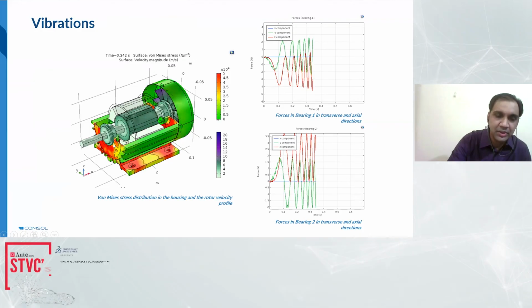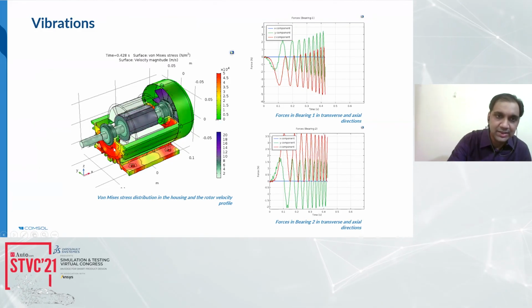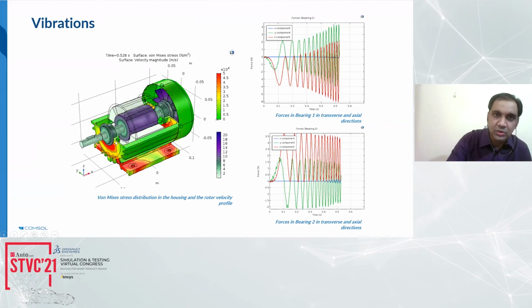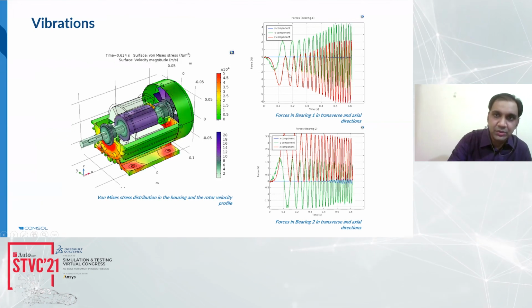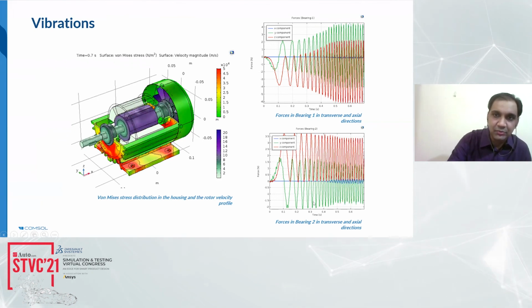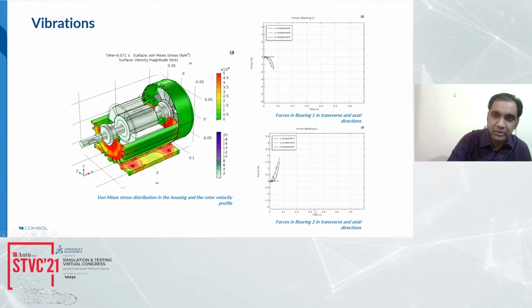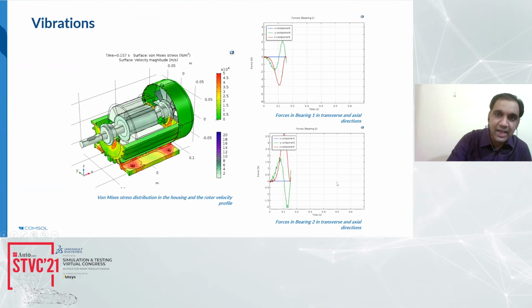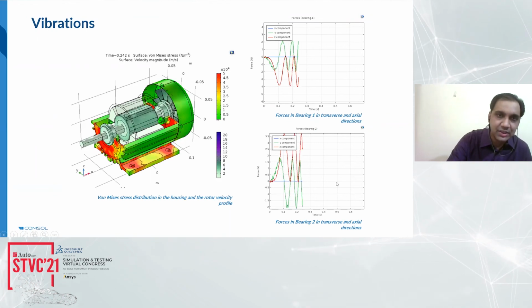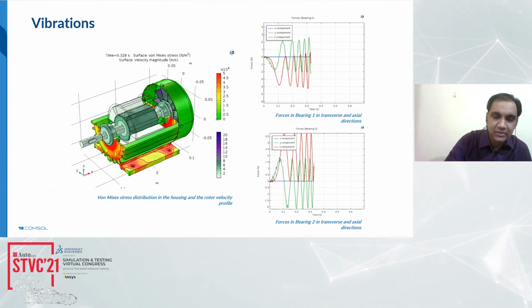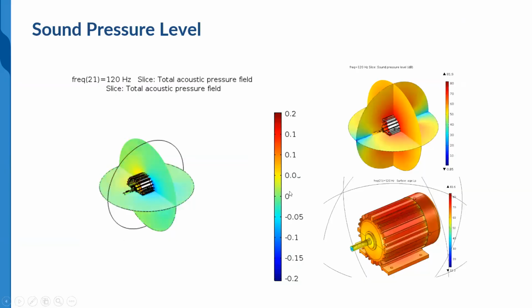Because of these electromagnetic forces in the rotor and stator, there are vibrations in the system, because this rotor is mounted on a bearing between the rotor and stator and the housing. On these two bearings, you can see the forces on bearing 1 and bearing 2 in the transverse and axial directions. That gives rise to vibration in the entire system, and that vibration gives rise to noise. Once we extend this model for noise modeling, you can see the noise in the surrounding.